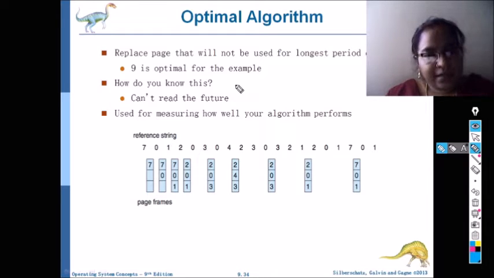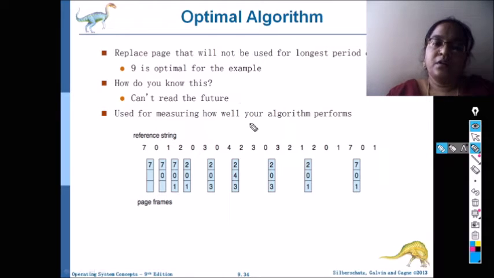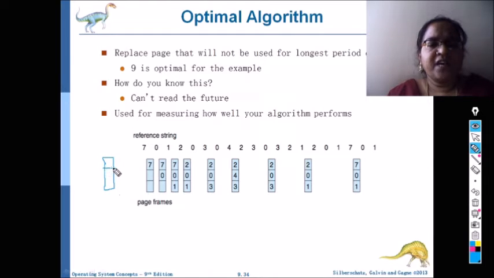But the thing is, you need to guess the future. If you know how the references are going to occur, and you can judge the future, this algorithm is very good. But practically it is a little bit difficult to judge the future. Let me show you, for the same reference string, how we get the page faults. Again we begin with the same 3 frames in the memory, frame 1, 2 and 3.